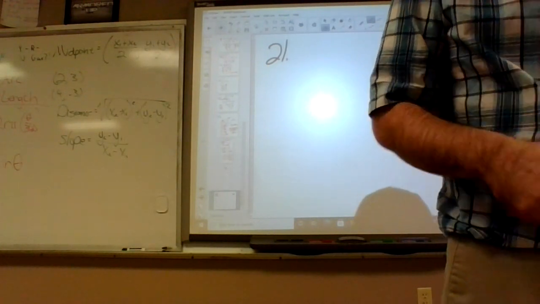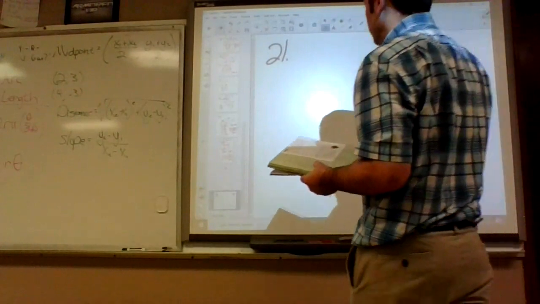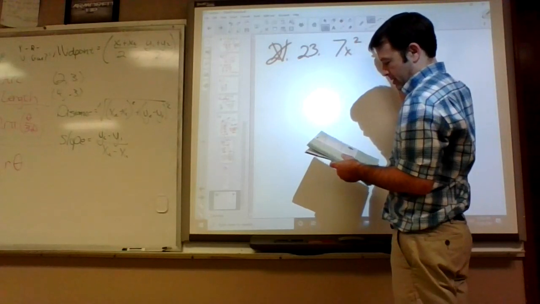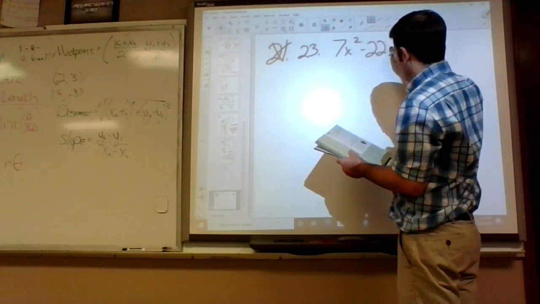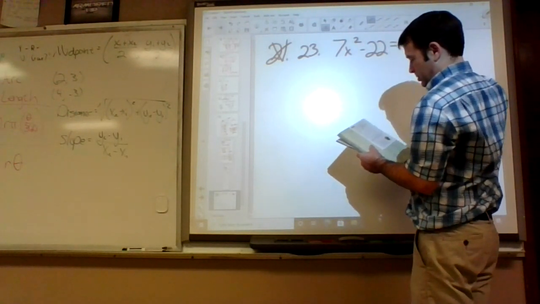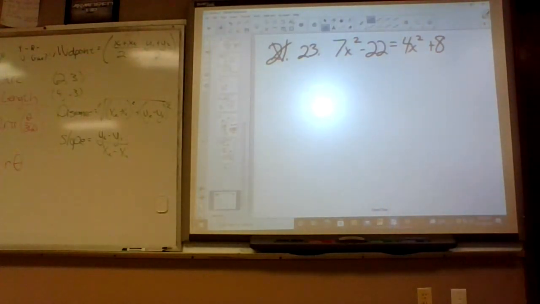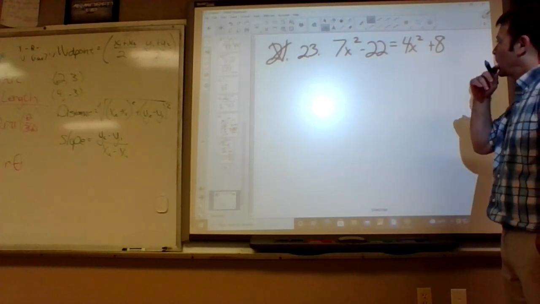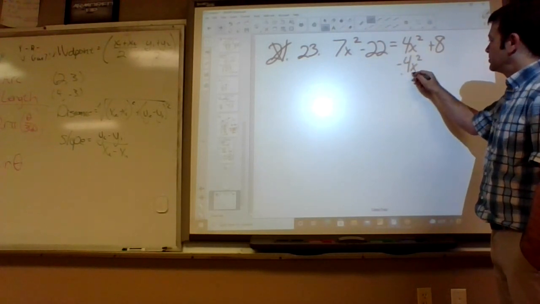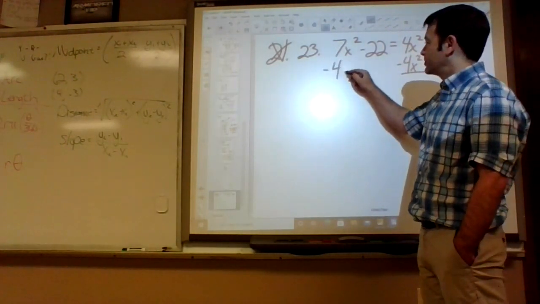23, 7x squared minus 22 equals 4x squared plus 8. Kale, what do you think would be a good first step on this one? Yep, and how would I do that? Yeah, just like a normal get the x by itself thing. We subtract 4x squared.